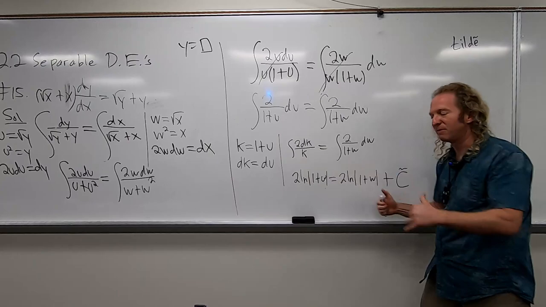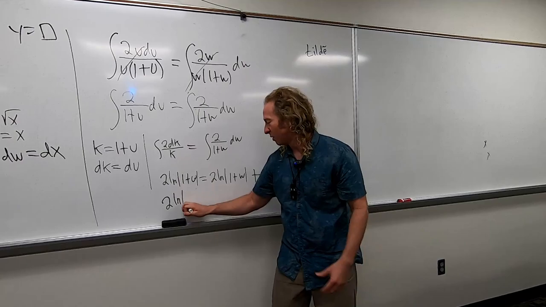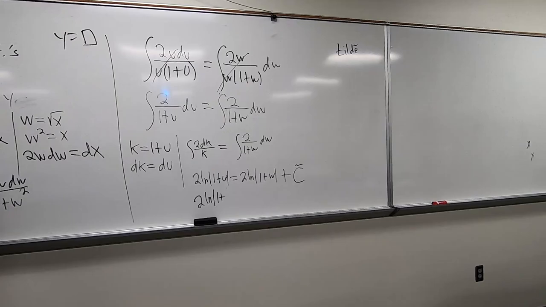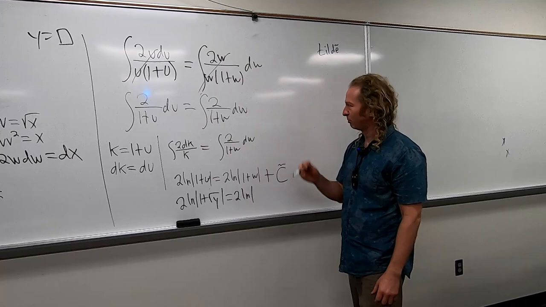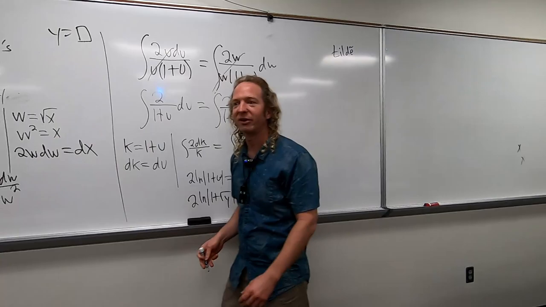This is 2 ln, 1 plus u. What was u? Oh, way over here, right? This was our u. U is the square root of Y. Square root of Y is a really fun problem. I'm glad we're doing this one. Where's W? Oh, there it is. Square root of X. That's square root of X. 1 plus square root of X plus C tilde.